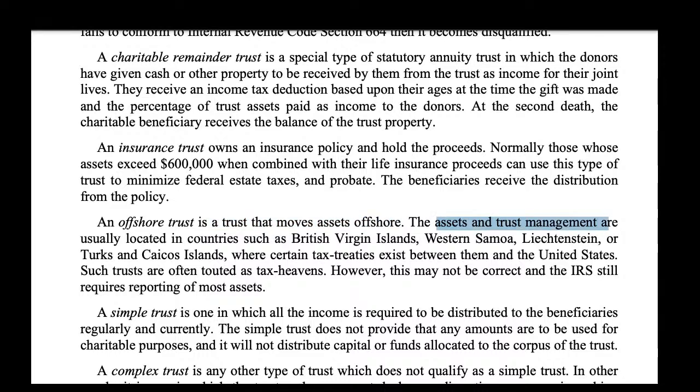The asset and trust management are usually located in countries such as British Virgin Islands, Western Samoa, Liechtenstein, or the Turks and Caicos Islands, where certain tax treaties exist between them and the United States. How convenient. Such trusts are often touted as tax havens. However, this may not be correct, and the IRS still requires reporting of most assets.